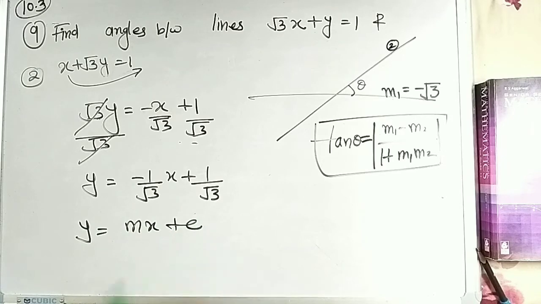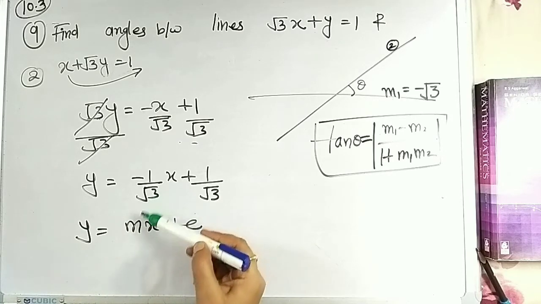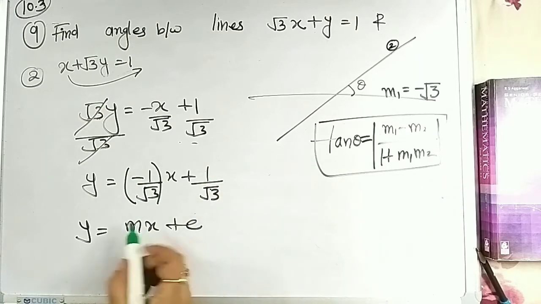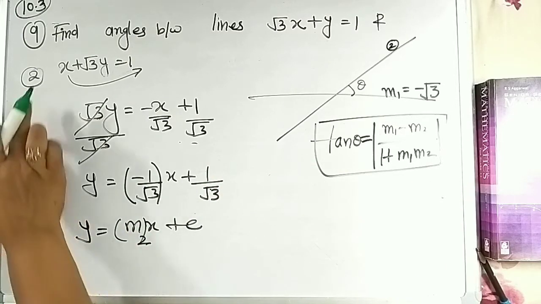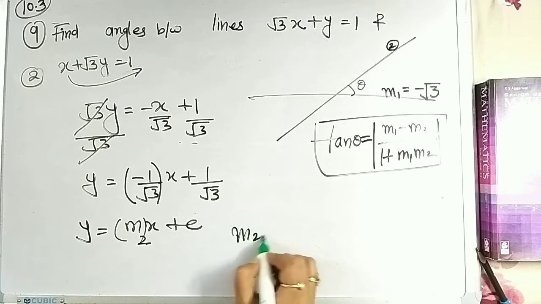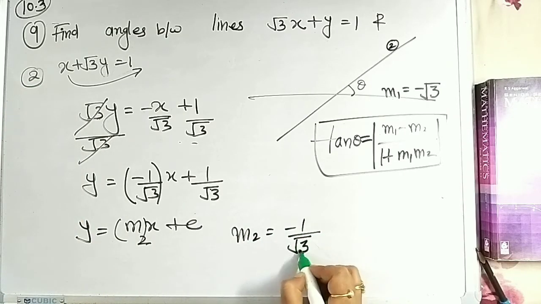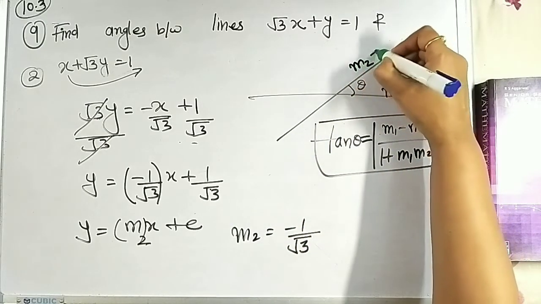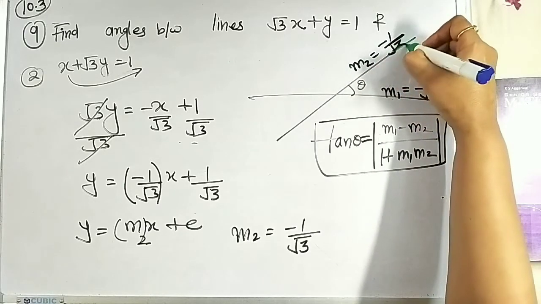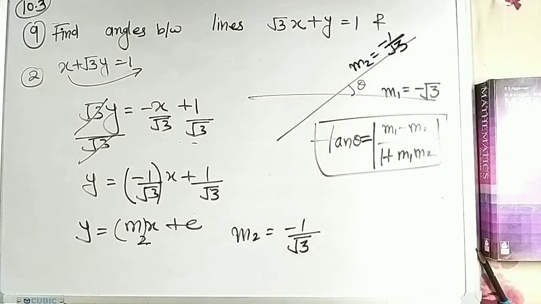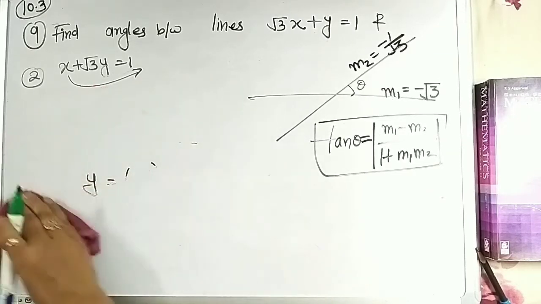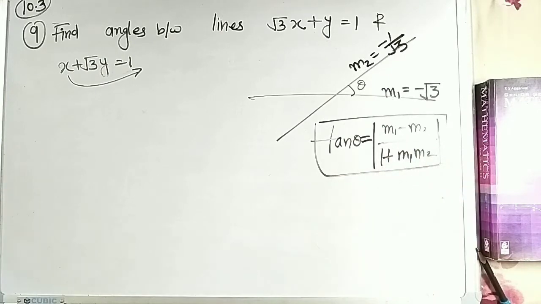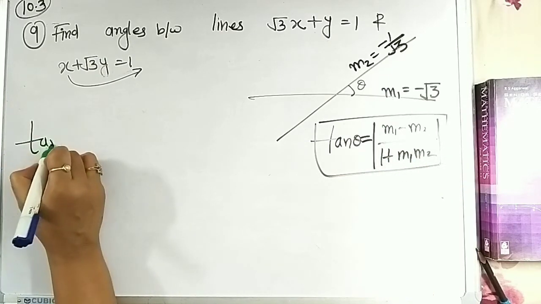y is equal to mx plus c. From here, if I compare, I got my m and c. c is not useful here, so I will leave it. Only m2 I got, because this is the second line, I am calling it m2. So m2 I got is minus 1 by root 3. So let me write it here. Now what I have to do is keep the values of m1 and m2 here to get the angle. So let me start the procedure.